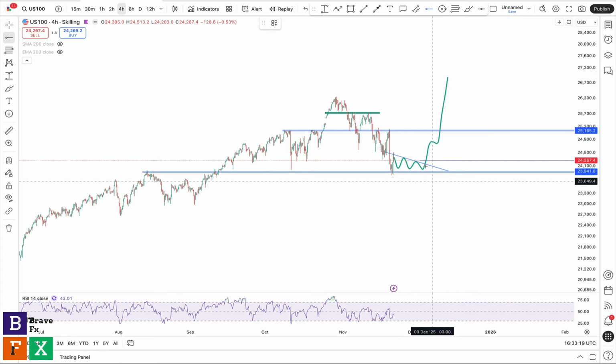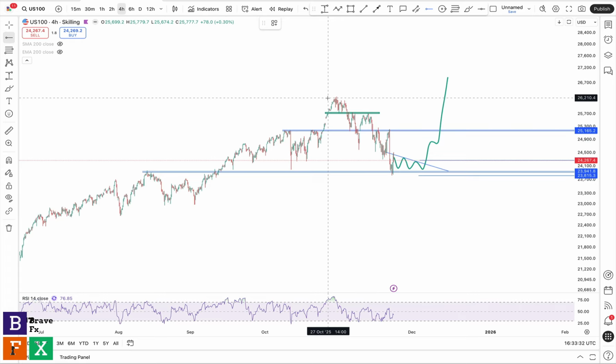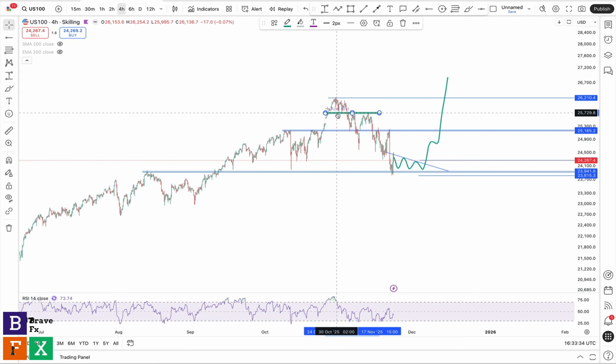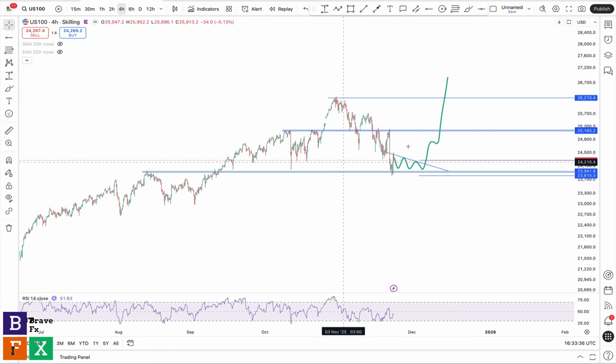So this will give you an opportunity to go long with a tighter risk to reward ratio, because stop loss will be placed here, and take profit target will be as high as this price level, and the next one can be as high as these highs, right? So this is my bullish case scenario for Nasdaq, so US 100 right now, right?